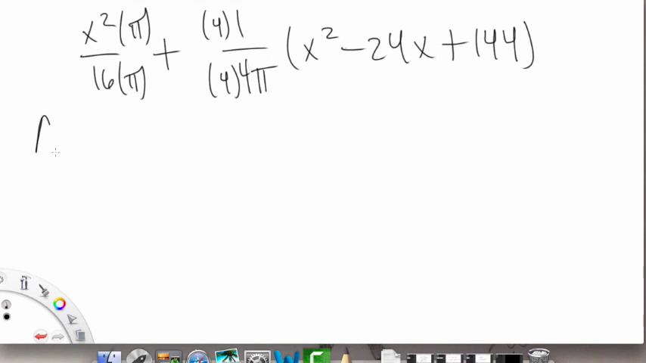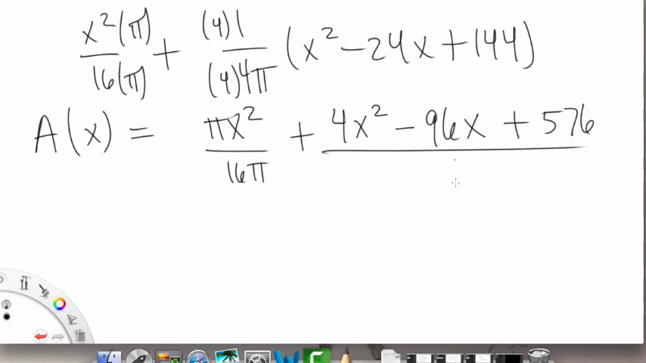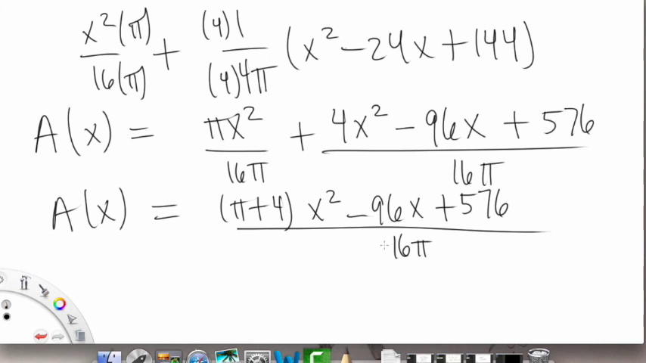So we get the area, I'll just call it A overall, for the sum of the areas, and it equals pi times x squared over 16 pi, plus 4 times x squared, minus 24 times 4, which is 96x, plus 144 times 4, which is 576, all over 16 pi. Lastly, we can combine the x squared terms, so we have pi plus 4 times x squared, minus 96x plus 576, all over 16 pi.